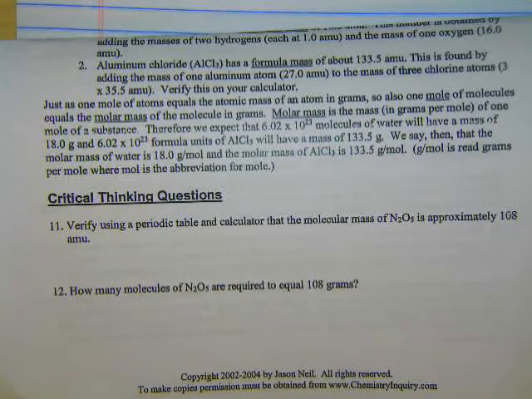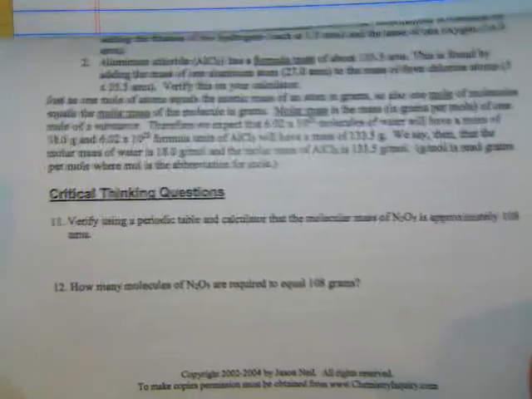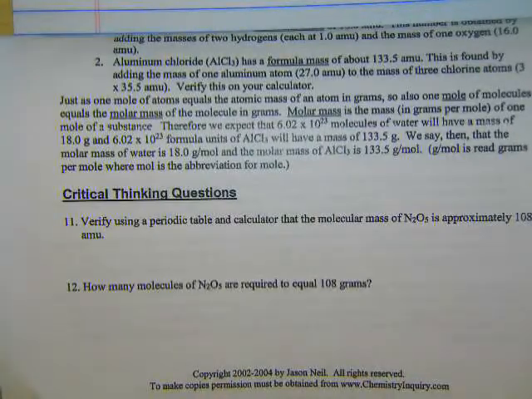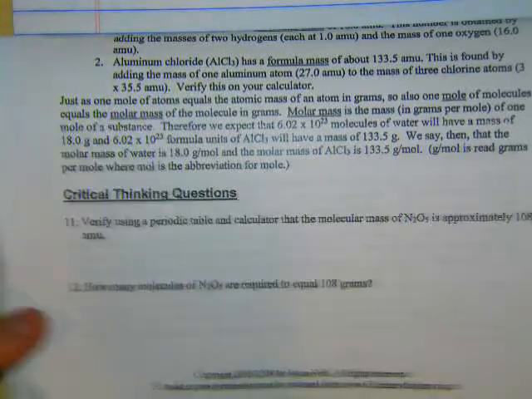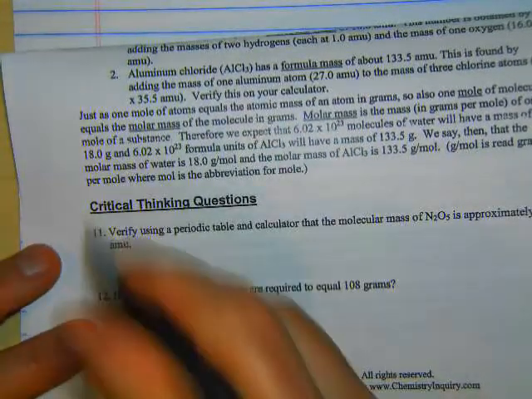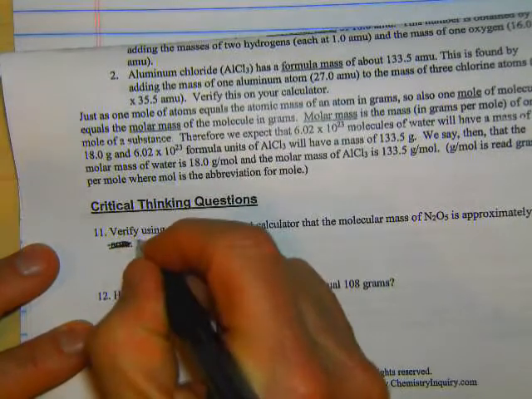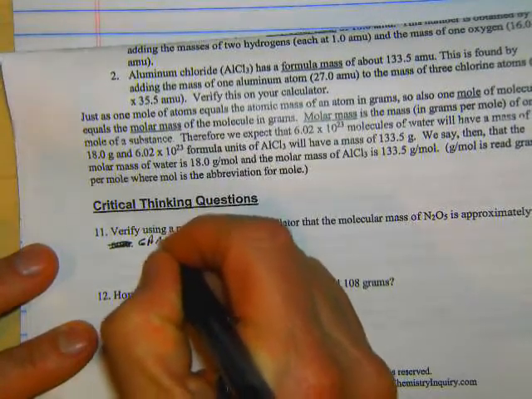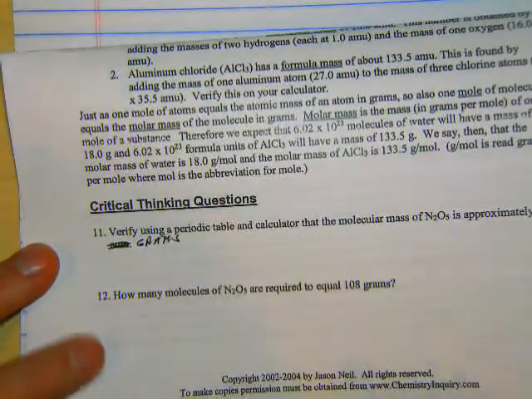Well, welcome back to the Cave of Science, and we're here looking at the homework for tonight, which I believe is the Chemquest worksheet 30. So the first problem we had was verifying using a periodic table and calculator that the molecular mass of dinitrogen pentoxide is approximately 108 AMU. And again, as we talked about in class, we're not going to use AMUs, so just consider it as grams.